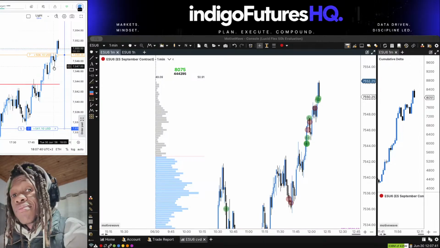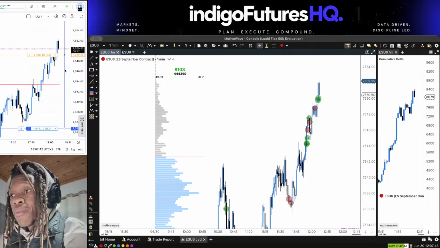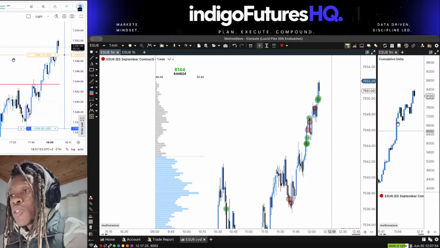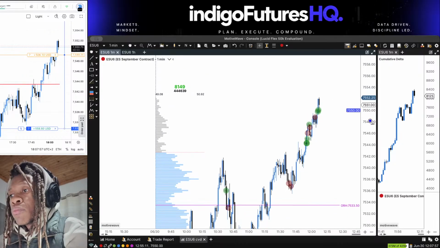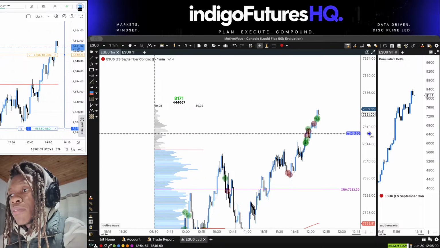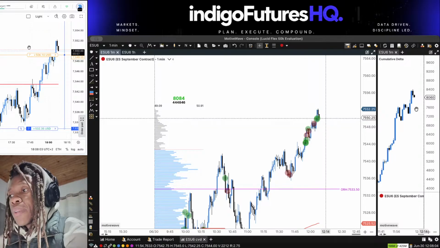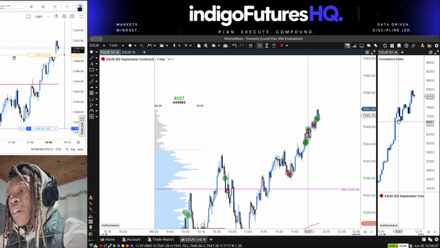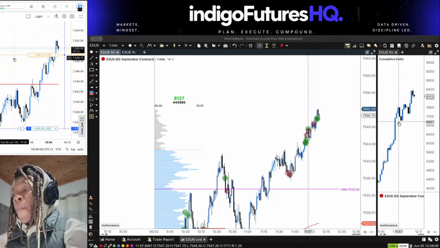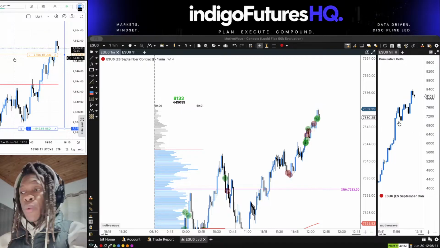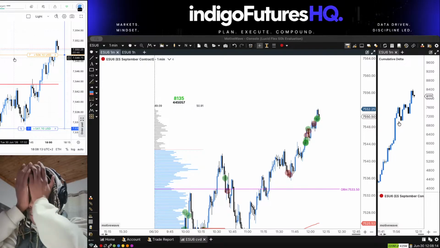549.25. I need 550s to hold. If 550s can hold, then maybe we have another 10 points above. But our delta is not supporting that, so I think we're gonna get stopped out anytime now, guys. But look, we'll take that. That's a $200 day.